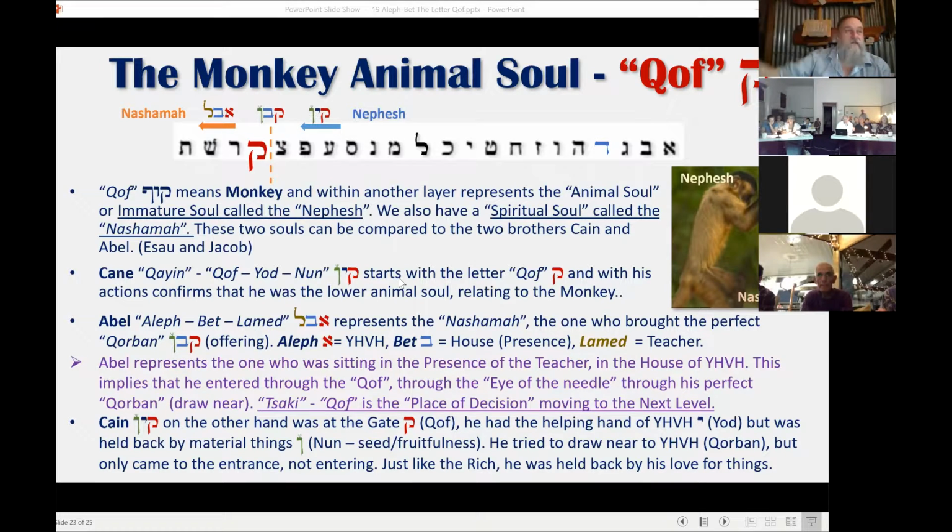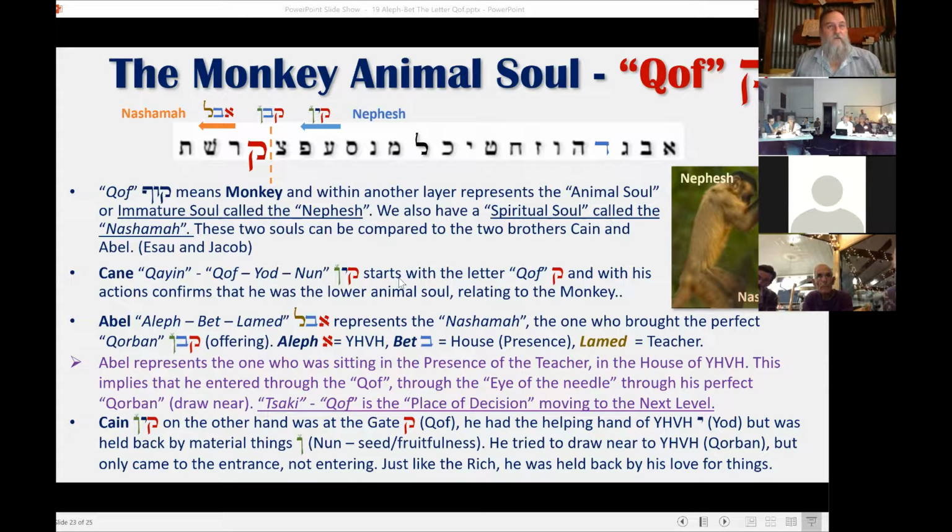Part of that is the neshama, which is depicting your spiritual soul, this part of you that wants to reach out to something higher. And these two are in conflict with one another, as depicted by the twins, Jacob and Esau.